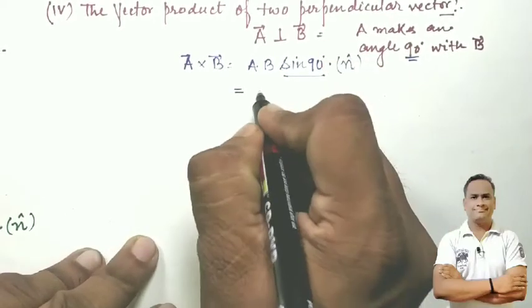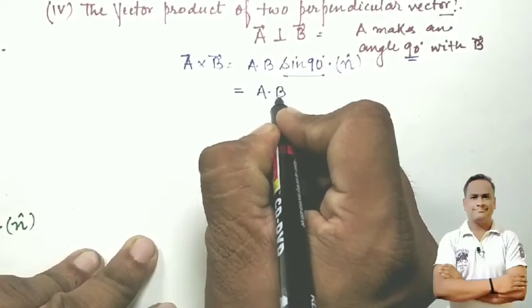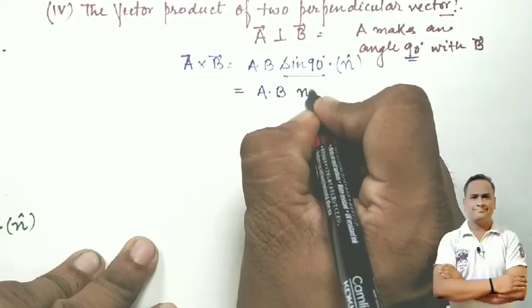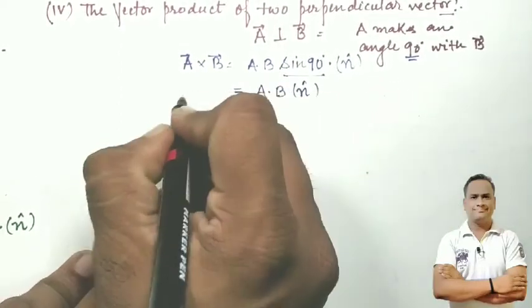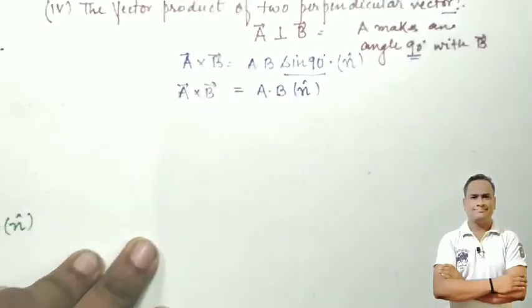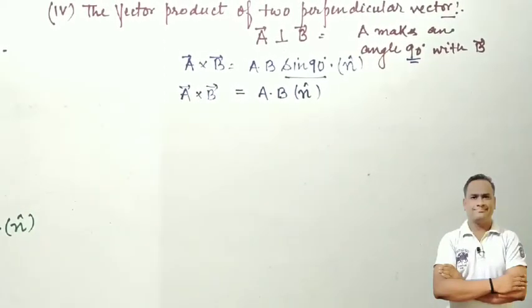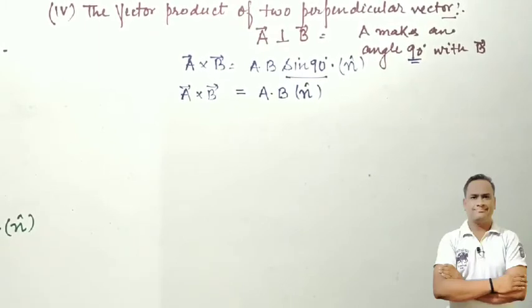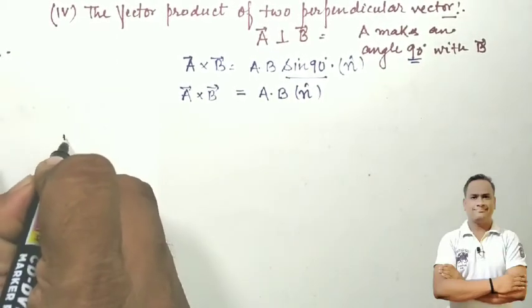So A dot B into cap n will be the product of those two vectors which are perpendicular to each other. Till here we have discussed a lot of properties of the vector product. Now we are moving towards the most important property of the vector product.